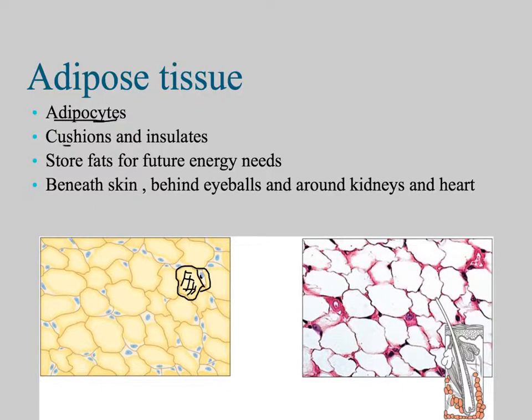Adipose tissue cushions and insulates various parts of the body. It's a place to store fats for future energy needs, and it's also providing protection beneath our skin, behind our eyeballs, around kidneys, and our heart, places where we want to make sure there's a little bit of cushioning going on. So this particular slide showing you the adipose tissue was coming around a skin gland or a hair, looks like a hair follicle. So this would be the subcutaneous fat, the fat that is found underneath your skin.